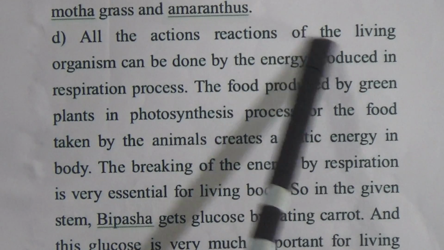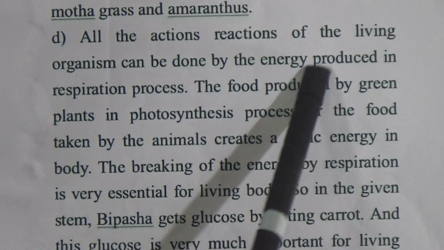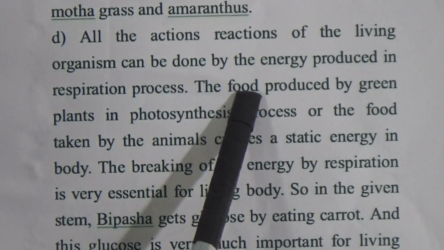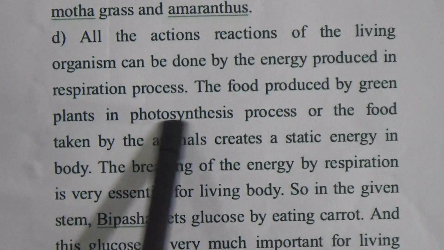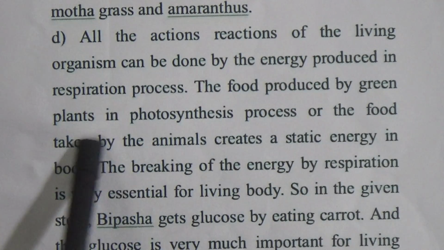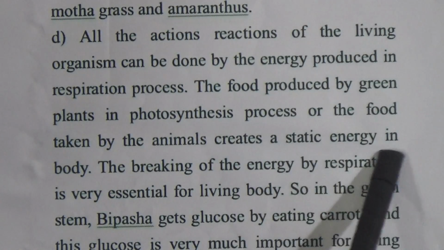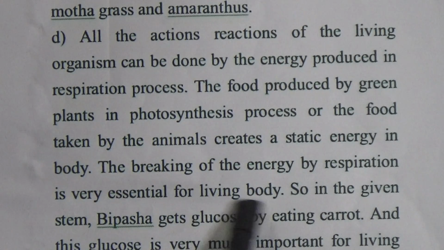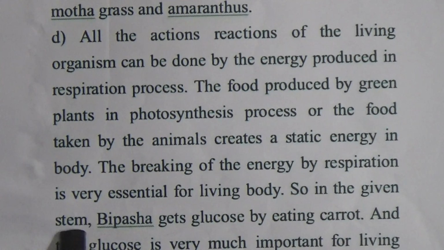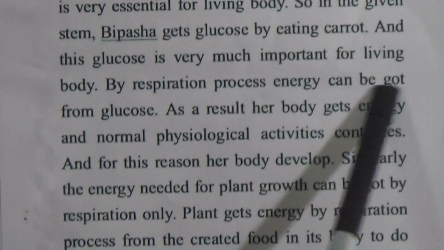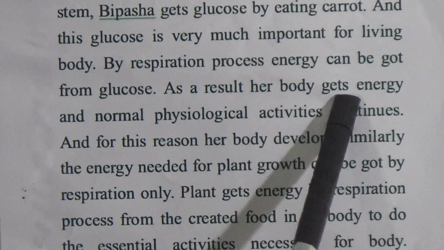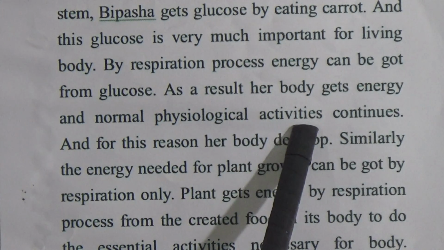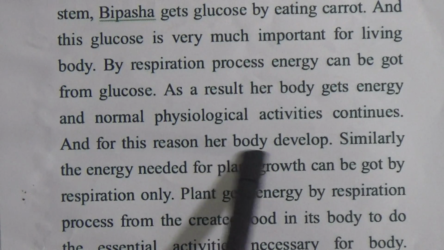All the reactions of the living organism can be done by the energy produced in the respiration process. The food produced by green plants in the photosynthesis process or the food taken by animals creates a static energy in the body. The breaking of the energy by respiration is very essential for the living body. So, in the given stem, Bipasha gets glucose by eating carrots, and this glucose is very important for the living body. By respiration, energy can be got from glucose. As a result, her body gets energy and normal physiological activities continue, and for this reason her body develops.